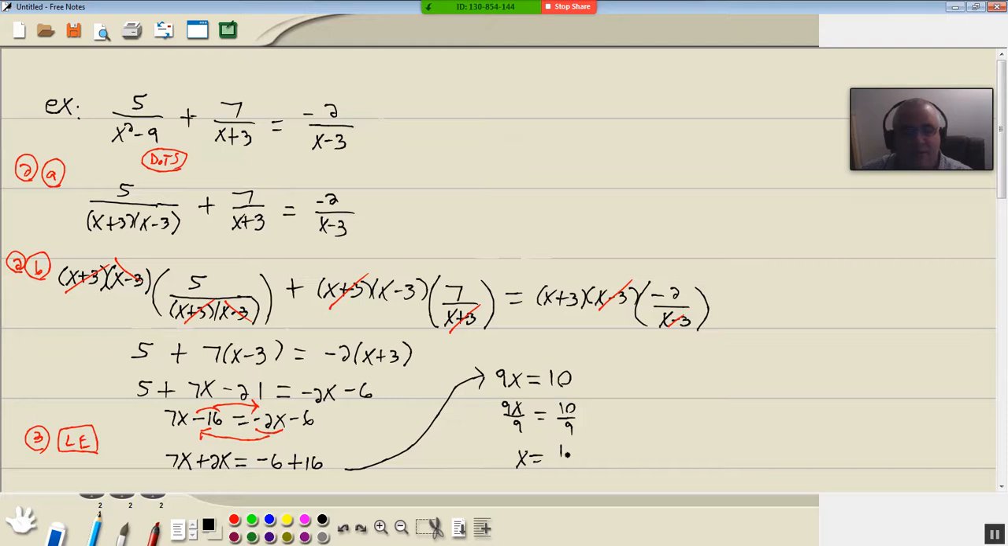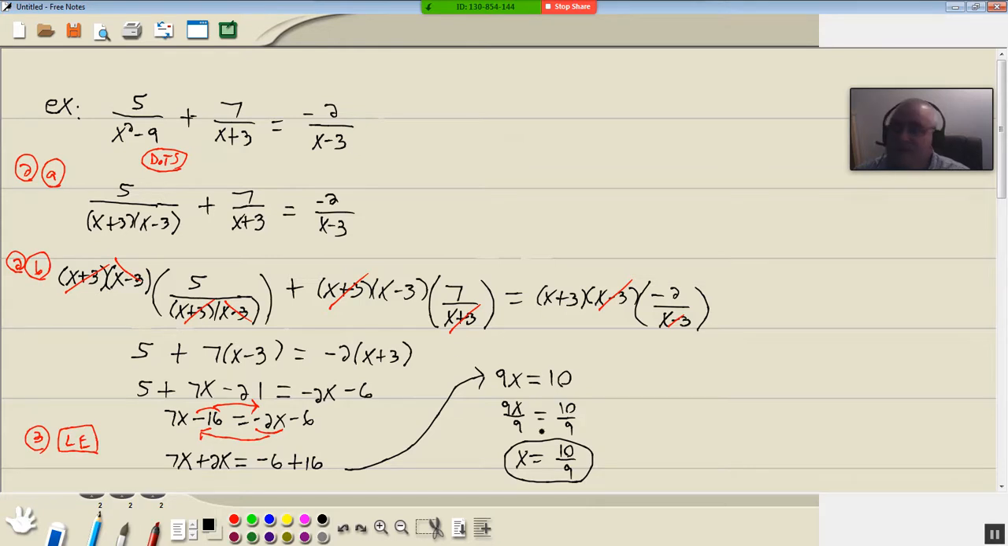Those 9s would cancel, and then we'd have 10 over 9. And this would be maybe our answer. It would be our answer. But I would want to double check this by plugging back into my original problem, to make sure it doesn't cause any denominator to equal 0. 10 ninths squared is 100 over 81 minus 9 is not 0. 10 ninths plus 3 is not 0. 10 ninths minus 3 is not 0.